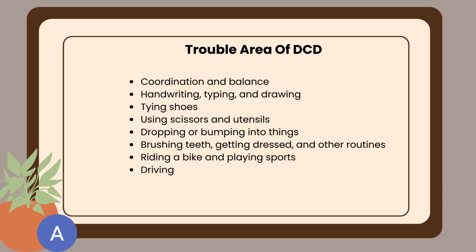The next one is riding a bike and playing sports, where they are not able to manage their hand and leg movement at the same time, and they do not know how to use their motor planning to move and get the right coordination and balance. They also have problems driving because they need to focus and move their hands and legs together when driving.